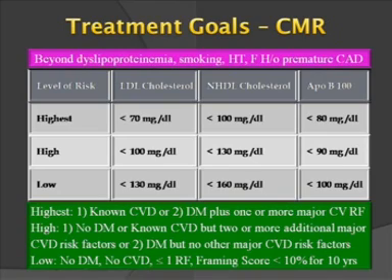For them, the LDL cholesterol should be less than 100, non-HDL should be less than 130, and ApoB 100 should be less than 90 milligrams.